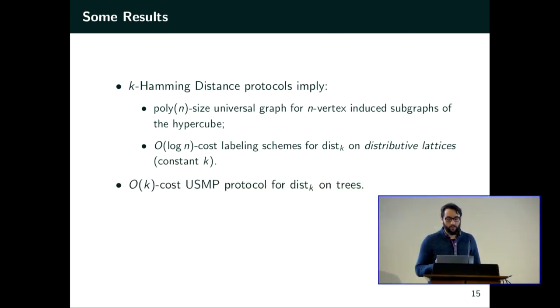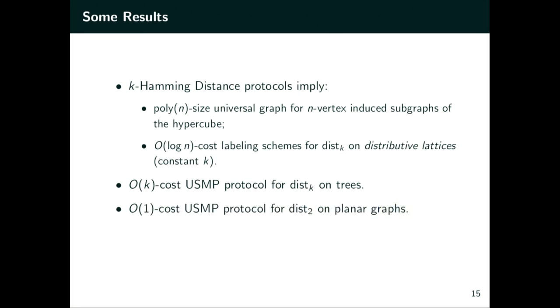You can also, in the other direction, taking trees from graph labeling, we can get an order k cost randomized universal protocol for computing k distance on trees. And we can get a constant cost protocol for computing distance 1 and 2 on planar graphs. And this also implies, I think, a new graph labeling scheme for this problem on planar graphs.